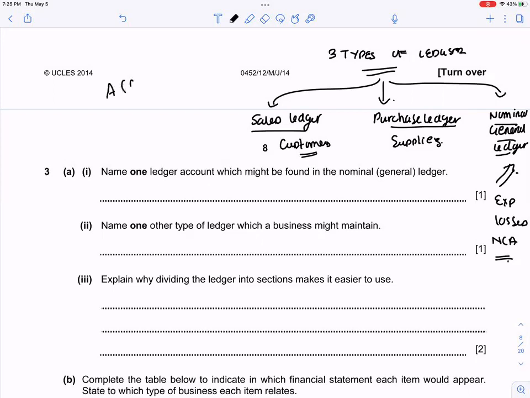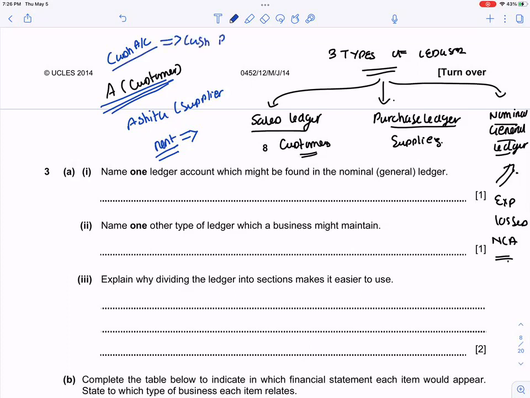Suppose A is your customer. His account would come in which ledger? Sales ledger. Ashita is my supplier. Her account will come in which ledger? Purchase ledger. Rent is an expense. Which ledger? Nominal. Cash would come in which ledger? The cash book. Machinery would come in which ledger?